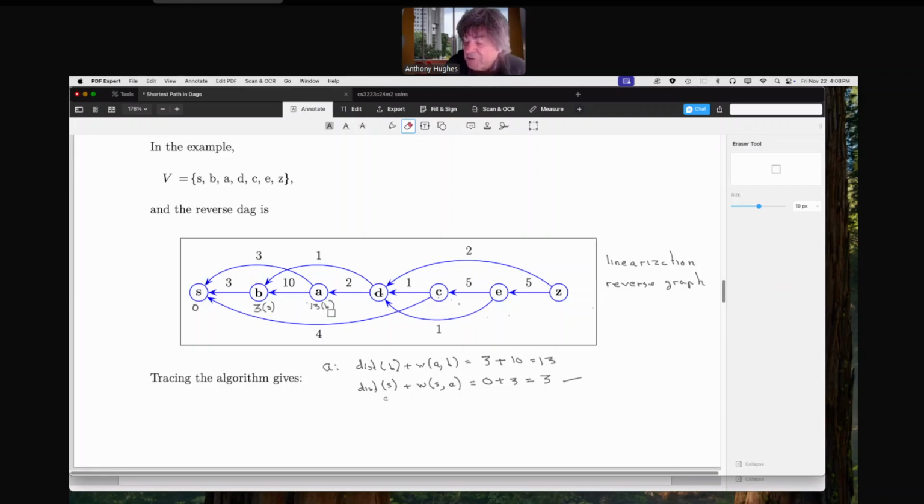So we're going to actually write bracket. We're going to put 3 here, and the parent is S. We go directly back to S. So we now got B covered, and we got A covered. We're done with A. We can rub this out.